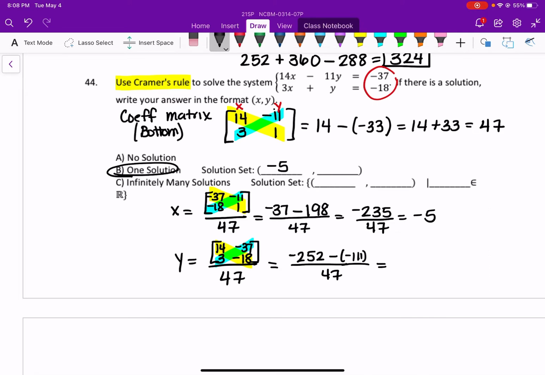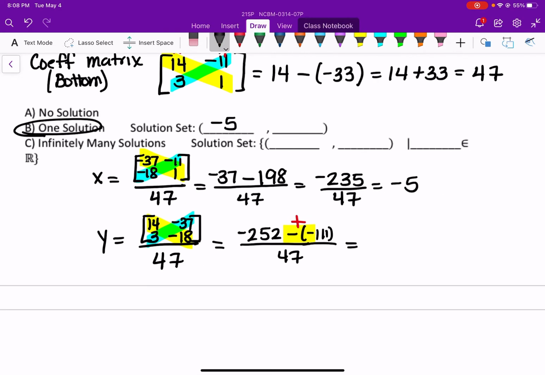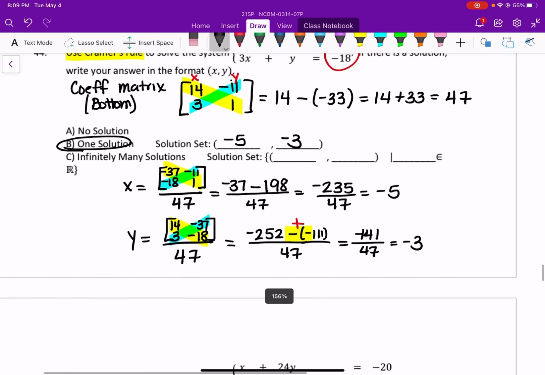2 negatives in a row again. There's our 2 negatives in a row. It's going to make that positive. So when we do negative 252 plus 111, that's going to give us a negative 141 over 47. And when we do that division, we are going to get negative 3. So there's our answer for that one, negative 5, negative 3.